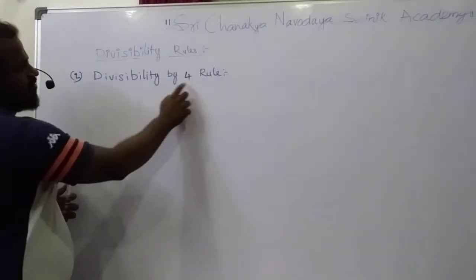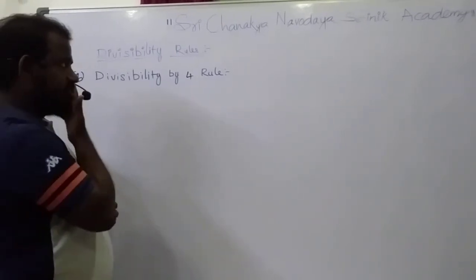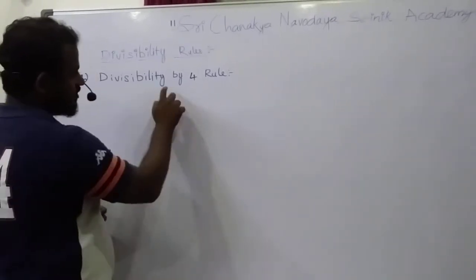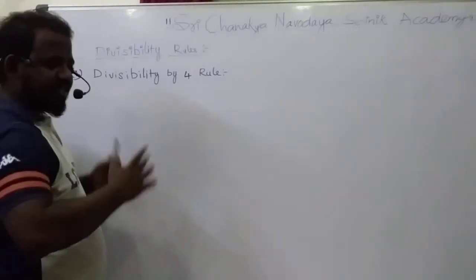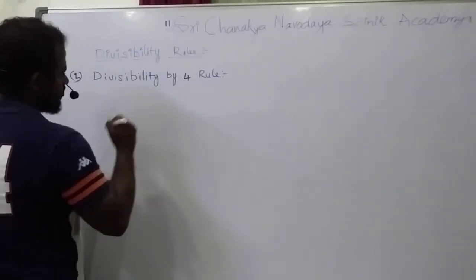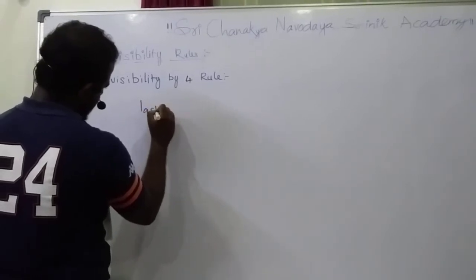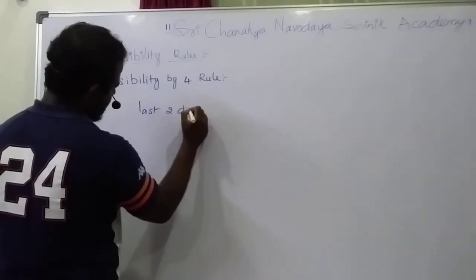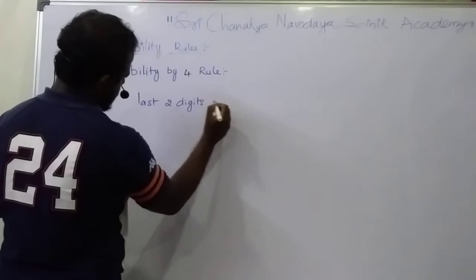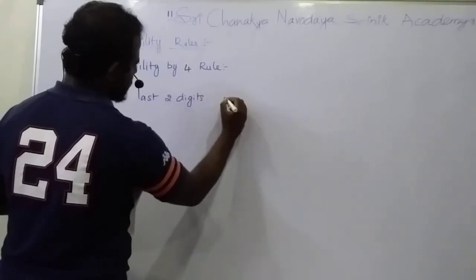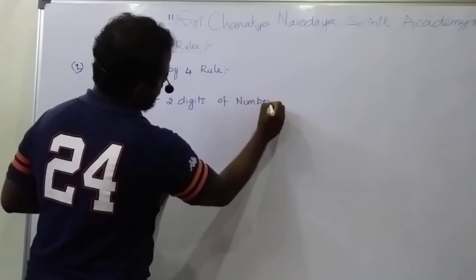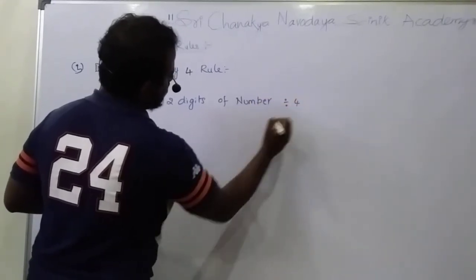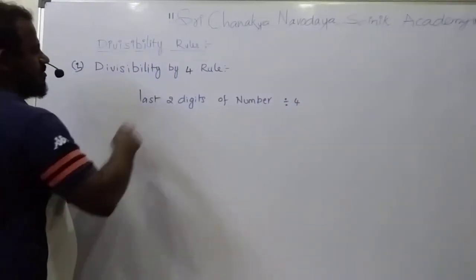So divisibility by 4 rule, we will see the criteria first. For this rule, the criteria is, we will give one number, right? In that number, we will look for the last 2 digits of the number. If the last 2 digits of the number are divisible by 4, then the given number is also divisible by 4.